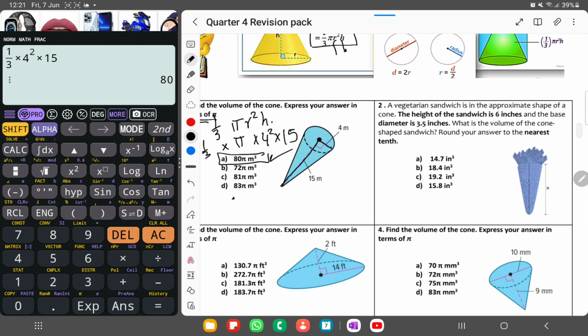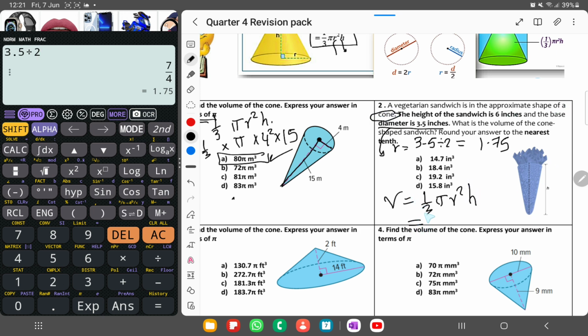The same idea here. What do you have? Diameter 3.5. So you easily can get the radius. Radius is 3.5 divided 2, which is 3.5 divided 2. What is it? 1.75. Bravo. Now can you get the volume? Yes, 1/3 pi r squared h. This is a cone. He said it's a cone, so that's why we put a 1/3 first.